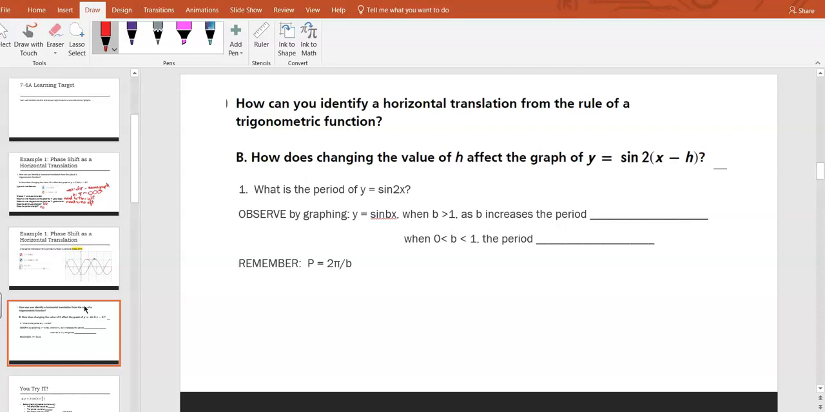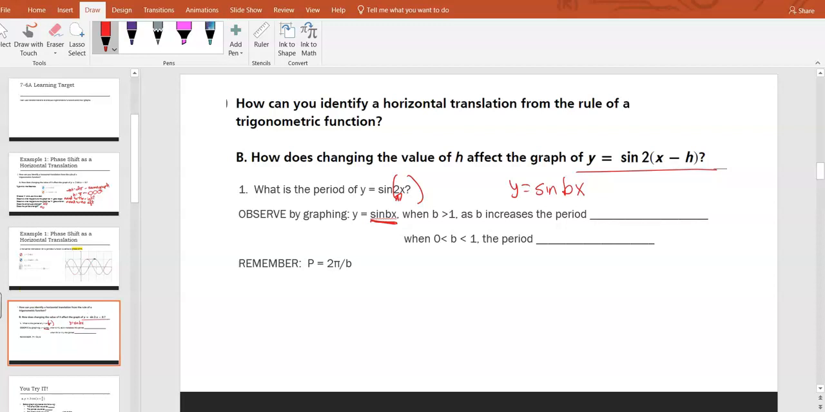Well, now I'm going to look at how the period is affected by what I put in front of my x. So I've kind of already done this one. Now I'm going to look at y equals sine of bx, this one right here. What happens when I change the b?